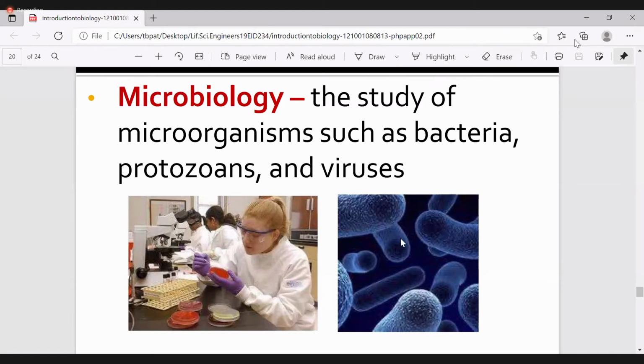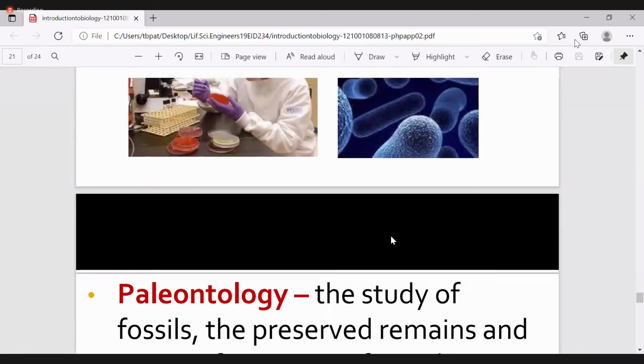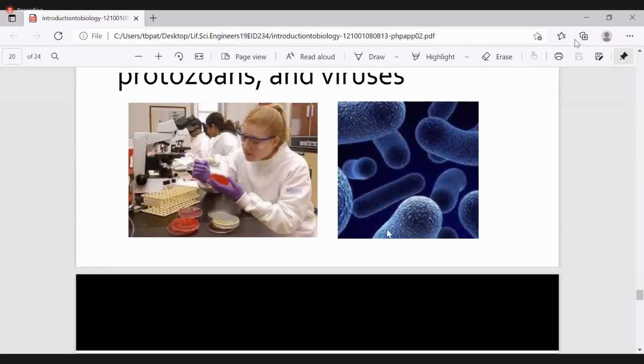are done on what is called a petri dish. This is a different study: microorganisms.